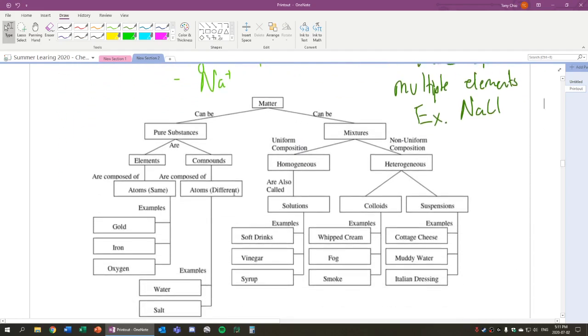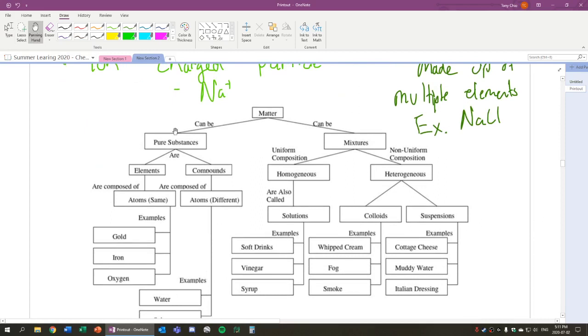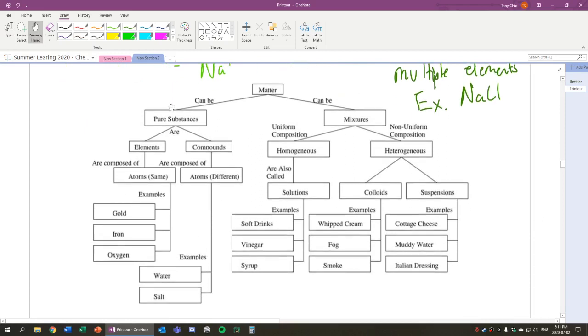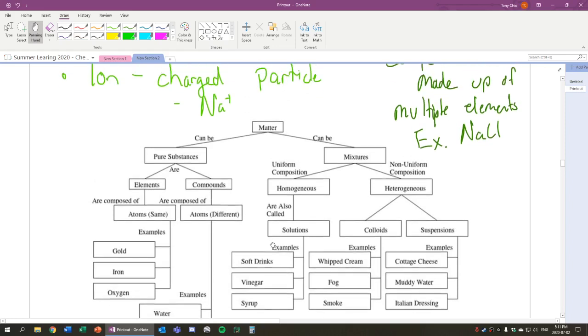So this table here can actually tell you how you classify matter. We're looking more at this side right now. Okay, where you have pure substances, they can be broken into elements and compounds. Elements are composed of the same atoms. Compounds are composed of different atoms. Examples of elements are gold, iron, and oxygen. Examples of compounds are water and salt, for example.